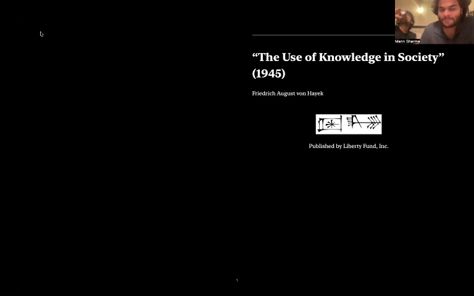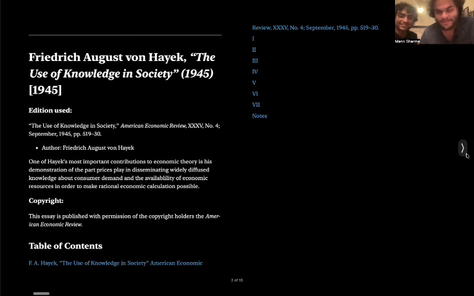Okay, so this is us reading The Use of Knowledge in Society by Friedrich August von Hayek. And I am Aditya. Yes, this is my friend Aditya. We are doing it together. All right, this is a beautiful first page. Let's go. The beautiful second page and a few other pages.